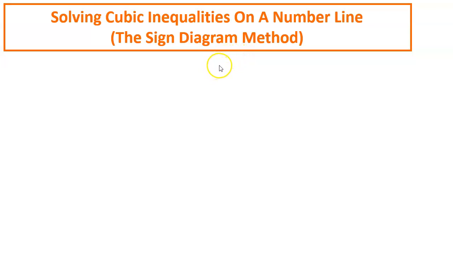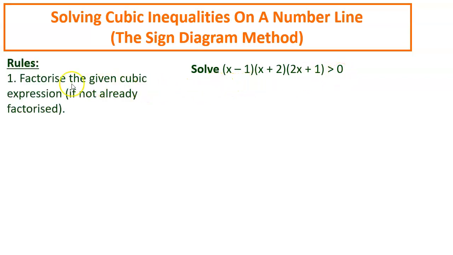Let us first of all look at the inequality that has been given to us. Solve x minus 1 times x plus 2 times 2x plus 1 greater than 0. Coming to the rules. Factorize the given cubic expression if not already factorized. Now this expression has been given in a factorized form.